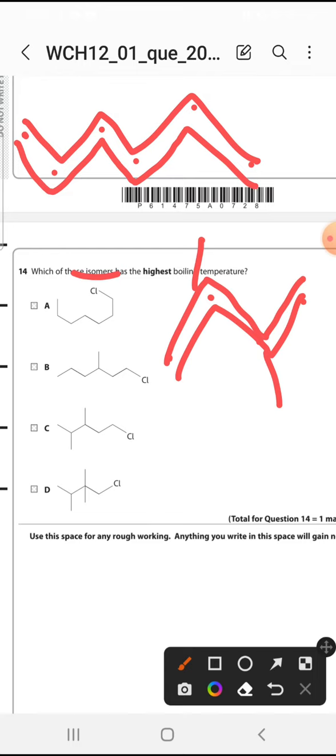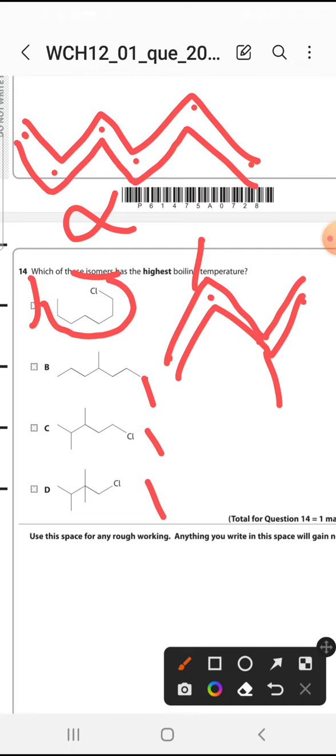Remember, the number of points of contact is directly proportional to the strength of the London forces. The unbranched one has more points of contact, which means it has the strongest London forces. So the answer has to be A. You can see A is a straight chain one. Don't get confused, it's just drawn bending, but it is still a straight chain. All the others have branches, so they have lower boiling points. The highest one, the answer, will be A. So easy, guys. Right, we'll move to question number 15.